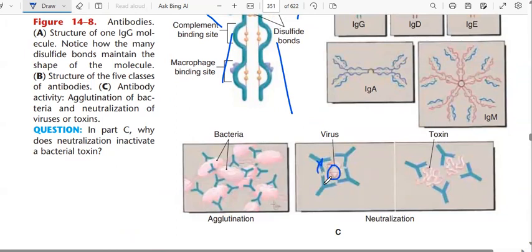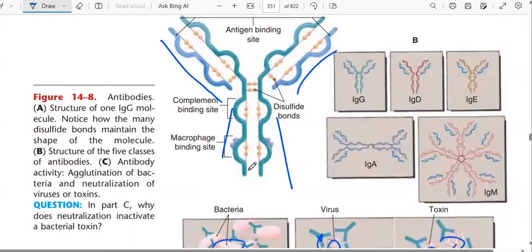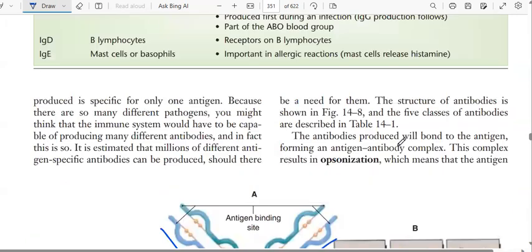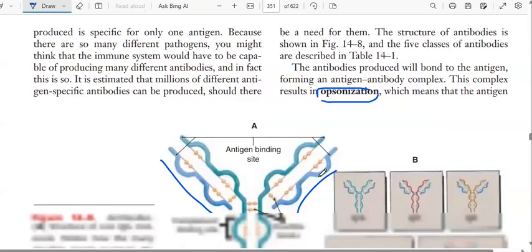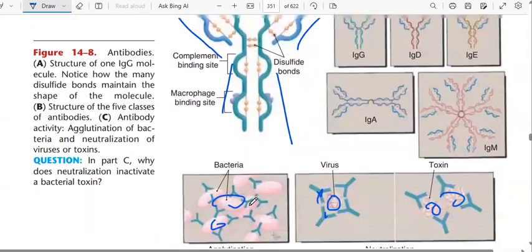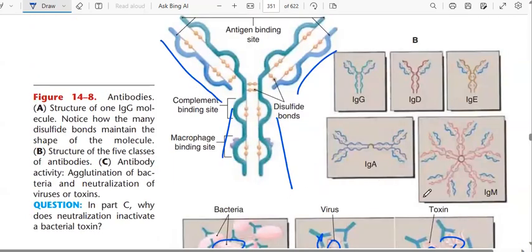The Y-shaped antibodies attach to the virus. This is the toxins. This is the bacteria. The bacteria is attacked by the antibodies. This is called opsonization. There are different types of antibodies: IgG, IgE, IgA, IgM.